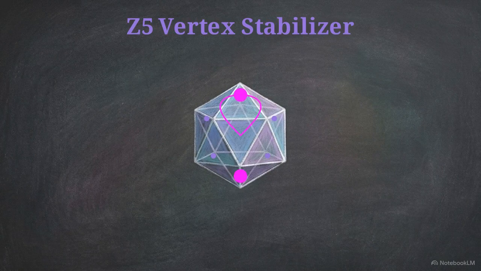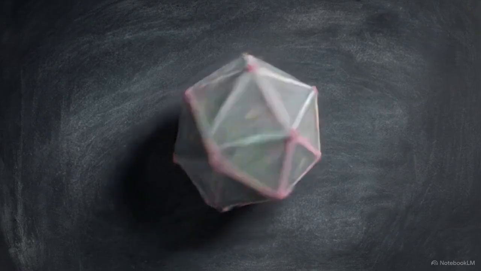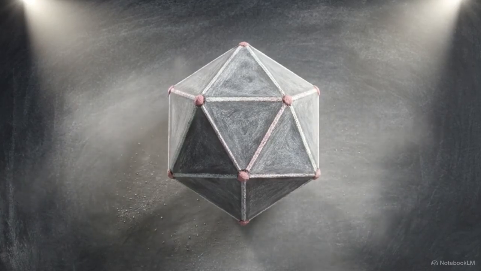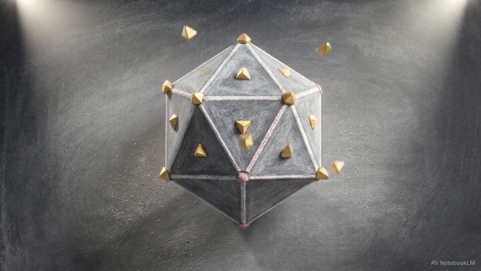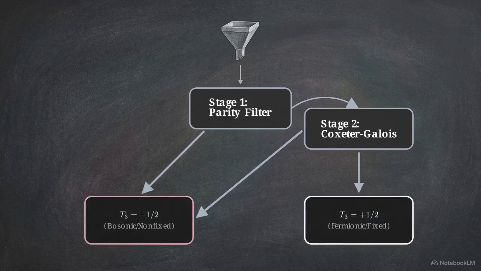Galois conjugation at these vertices distinguishes between 2 non-trivial vacua, creating the mathematical foundation for the electroweak interaction. Color, spin domain, and electroweak identity are inescapable requirements of the 2I geometry. These symmetries generate the specific slots the particles must occupy. The Coxeter-Galois gate acts as a structural filter, locking in the weak isospin for each geometric slot.